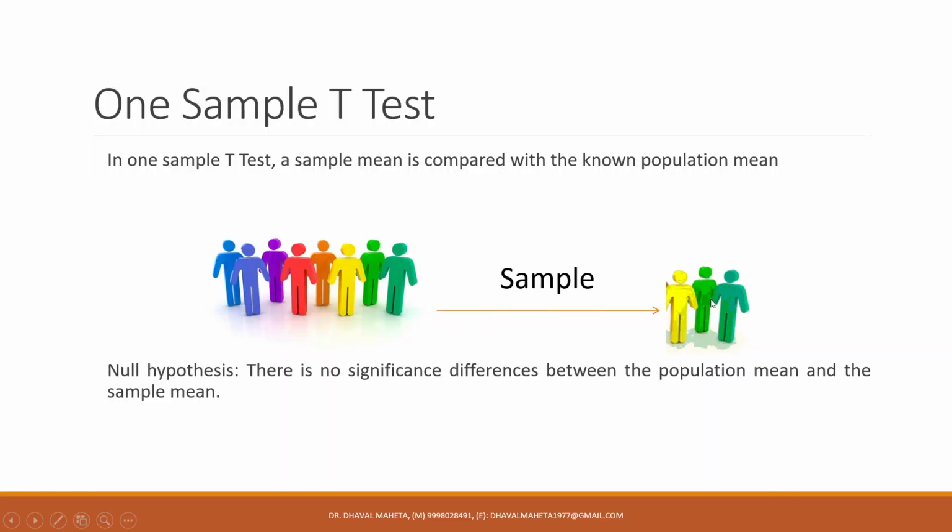In this test, we are comparing the sample mean with the population mean. And the null hypothesis is there is no significant difference between the population mean and the sample mean. Now, how can we run this test? Let's see in Jupyter Notebook.